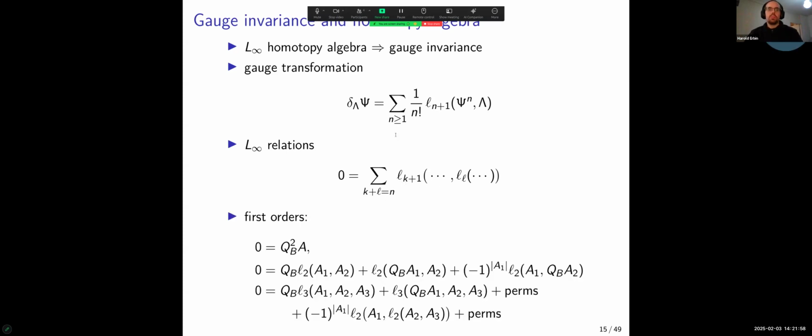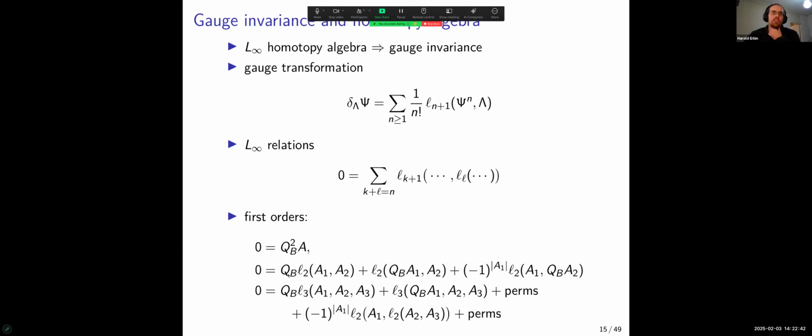To fix the ideas, here are some examples. The first one is for n equal 1. No, sorry, k is 0, l is 1, and n is 1. Then you get Q squared applied on any state is 0. So it's telling you that the BRST operator should be nilpotent, as it should. Second relation, for k plus l equal 2. You see that you have one case where k is 1 and l is 2, and k is 1 and l is 1.